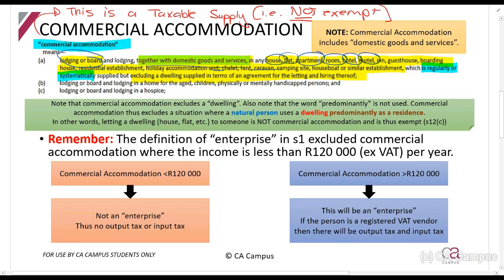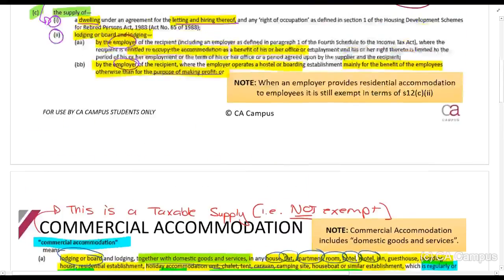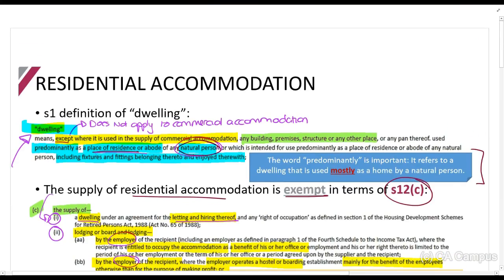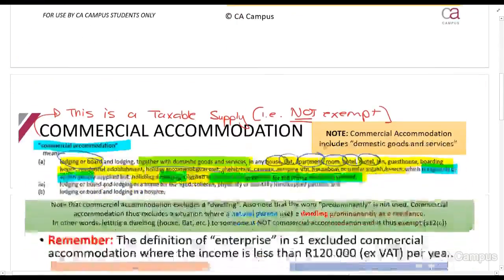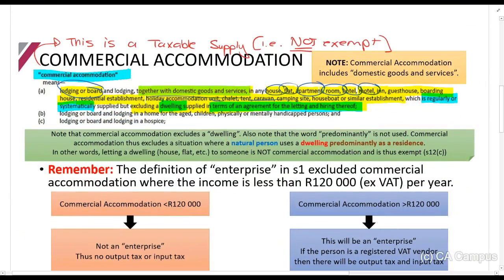That is commercial accommodation, so there's VAT on it. But they tell you it excludes a dwelling in terms of the agreement and letting the hiring thereof. So what are they saying? Remember, we looked at a dwelling and we saw under residential accommodation, when they give you a dwelling for letting and hiring, it is residential accommodation. So they're trying to say commercial accommodation is not residential accommodation. That's all they're trying to say there.